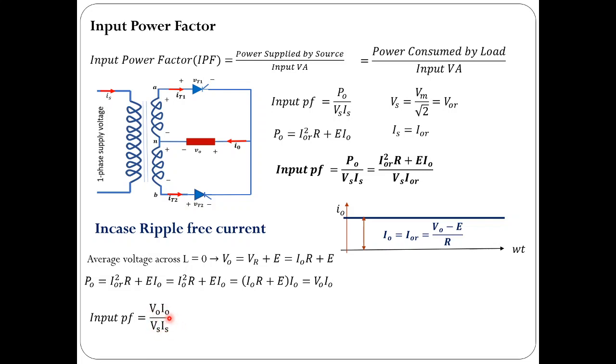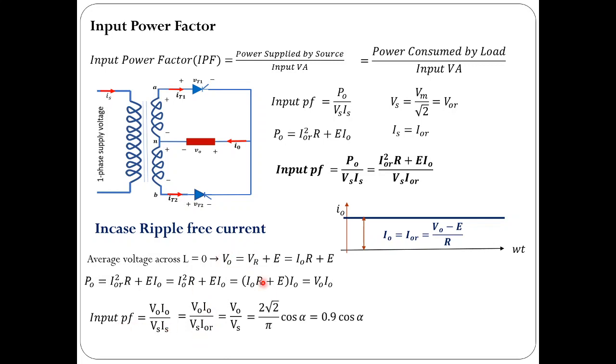So the power absorbed by load is the same as V naught into I naught, and input VA is equal to Vs into Is, the RMS value of input voltage and RMS value of input current. So substitute Vs and Is. We know Is is equal to IOR, and IOR is same as I0 in case of ripple free current. So substitute IOR equal to I0, so both will cancel out. So input power factor becomes V0 by Vs.